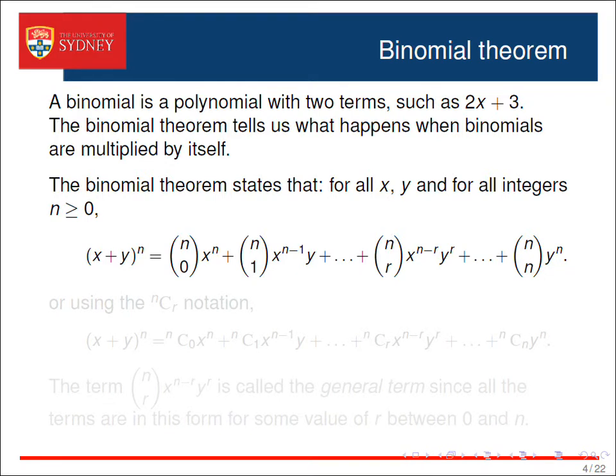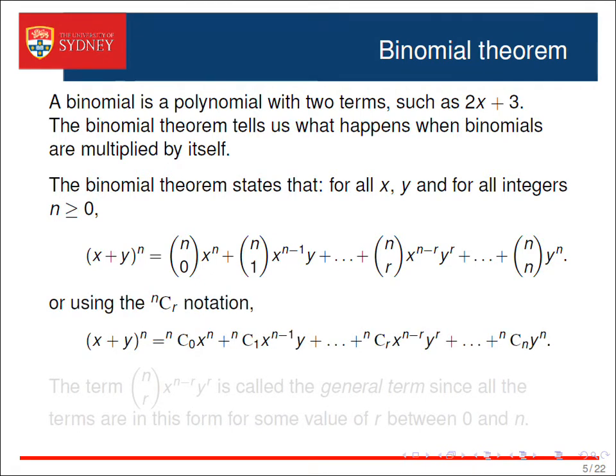X plus y to the power of n is equal to n choose 0 times x to the power of n plus n choose 1 times x to the power of n minus 1 times y, and so on until n choose n times y to the power of n. Alternatively, you can use the nCr notation as you see here.